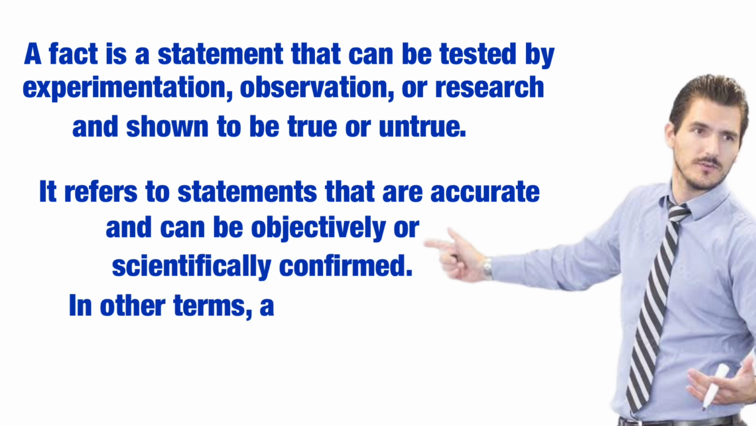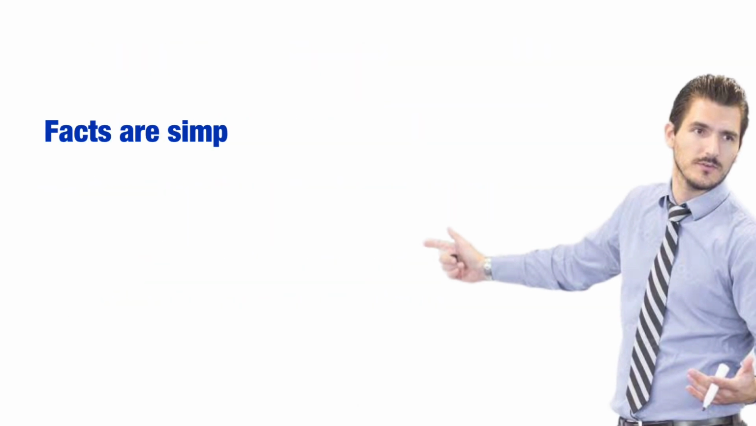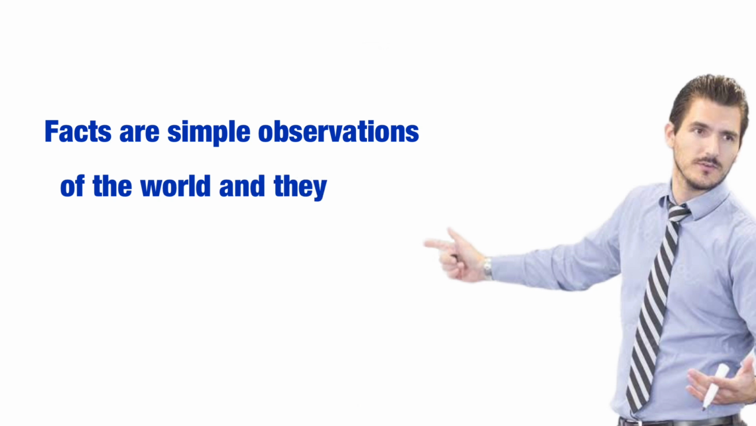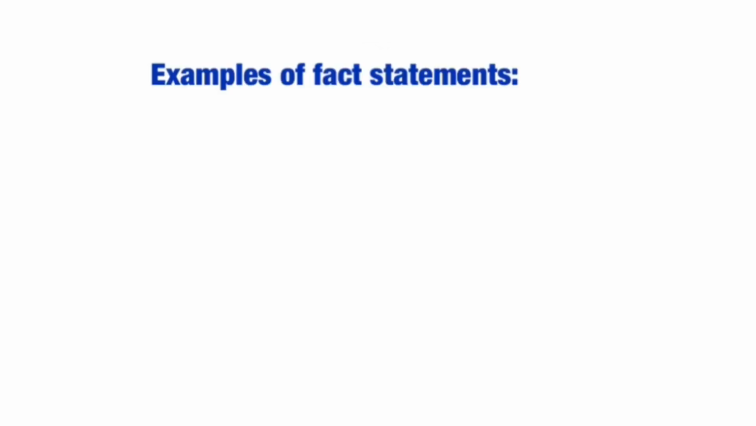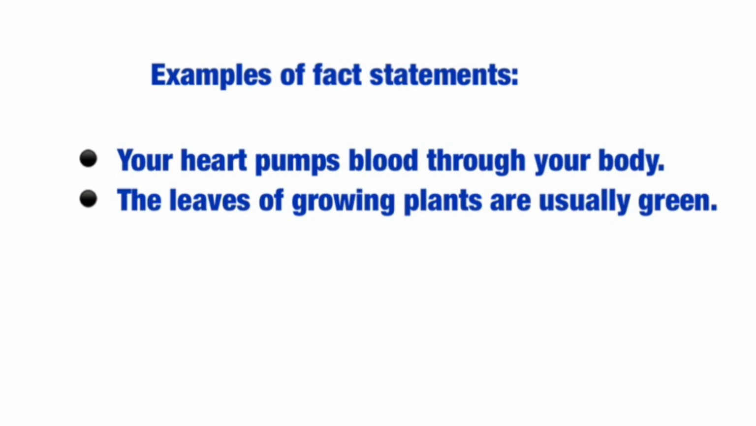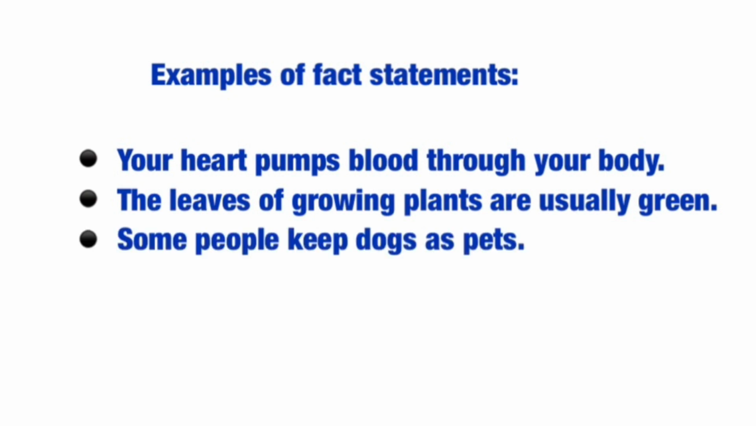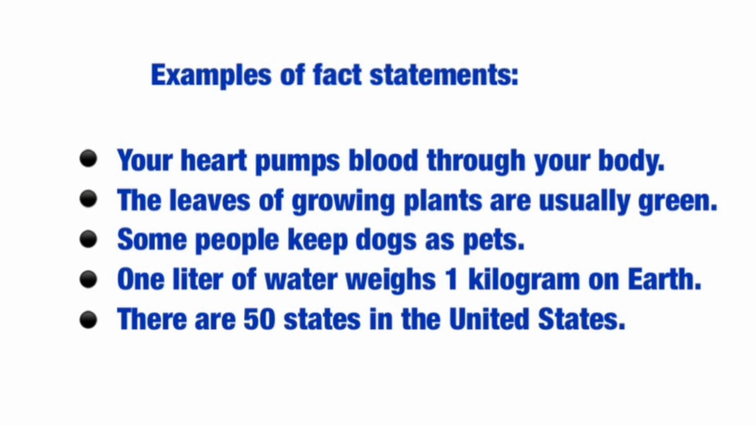In other terms, a fact is always accurate and right. Facts are simple observations of the world, and they do not change over time. So it is not something you can argue against. Examples of fact statements. Your heart pumps blood through your body. The leaves of growing plants are usually green. Some people keep dogs as pets. 1 liter of water weighs 1 kilogram on Earth. There are 50 states in the United States.